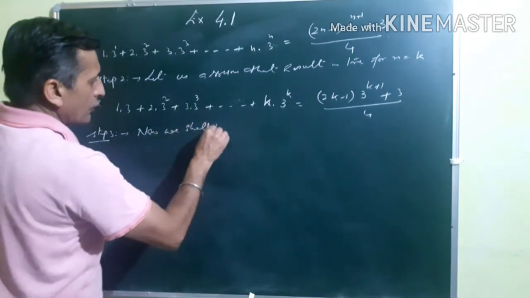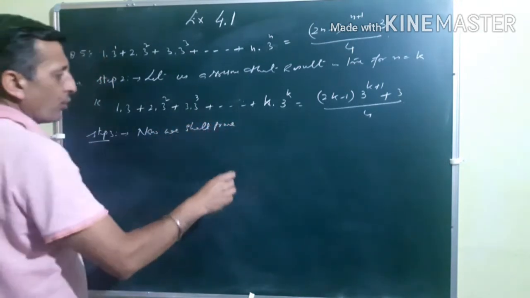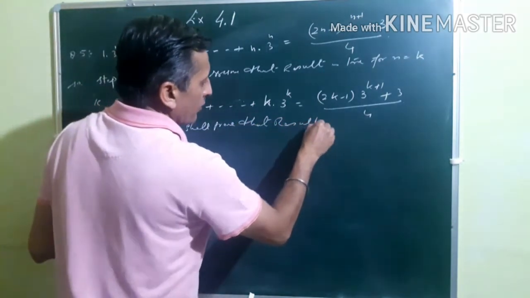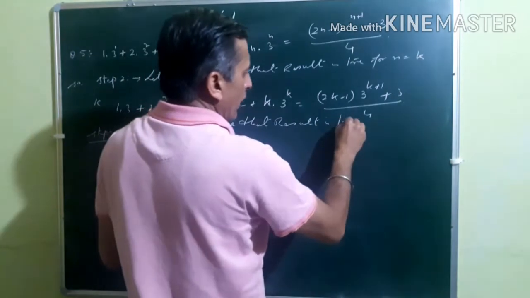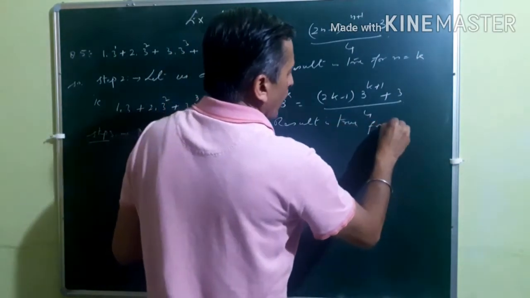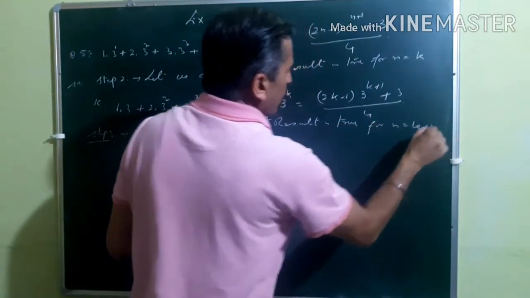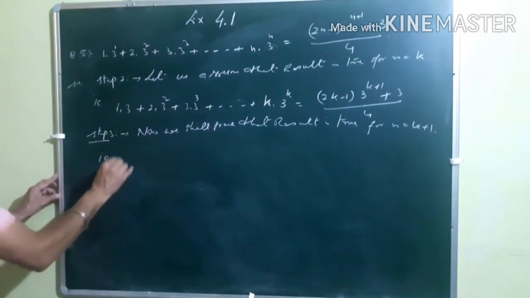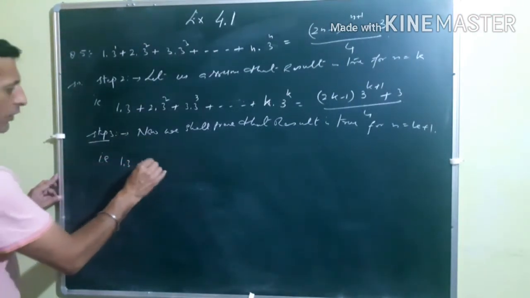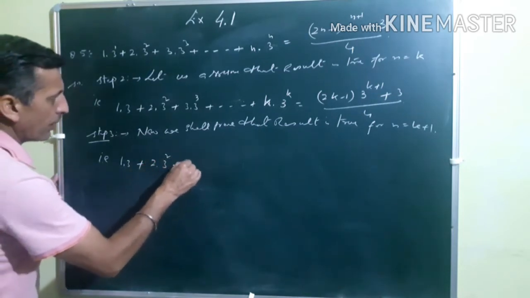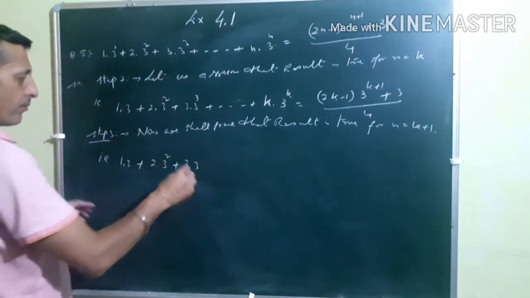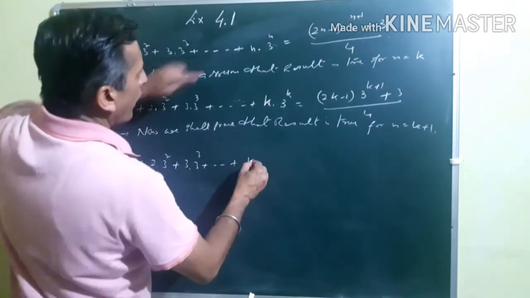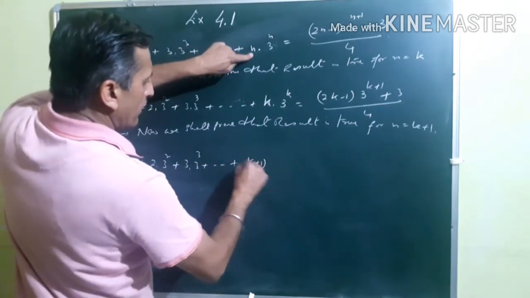Now we shall prove that the result is true for n equal to k plus 1. That means, what is the result we have to prove? That is 1 into 3 plus 2 into 3 to the power 2 plus 3 into 3 to the power 3, and so on, where n is replaced by k plus 1.